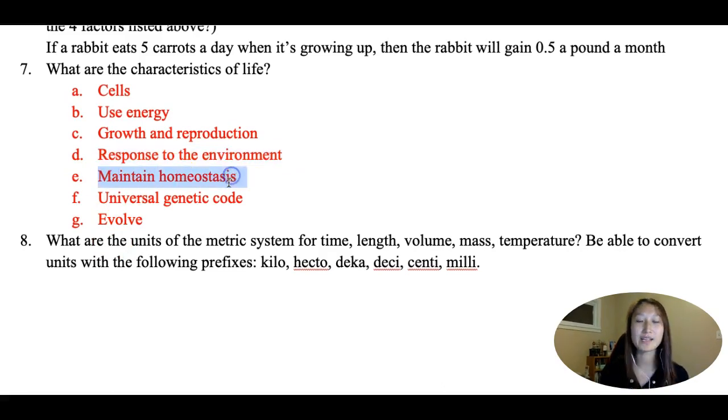You maintain homeostasis, you maintain the amount of water, blood sugar, balance of minerals, right? All those maintain homeostasis. Universal genetic code, you use DNA, RNA, proteins to make you who you are. And all living things use DNA pretty much. And you can't evolve as an individual, but collectively human beings can evolve.